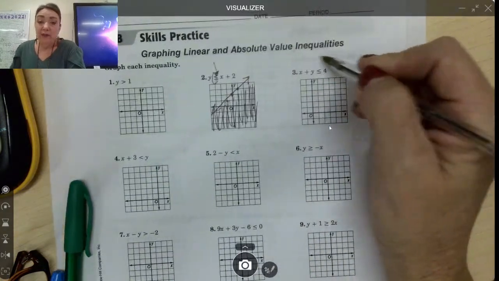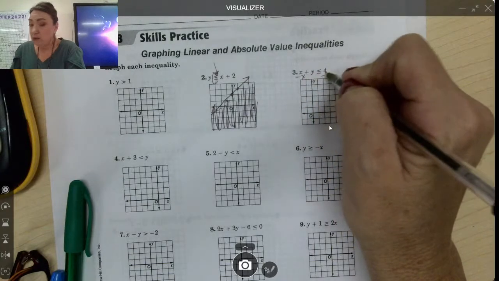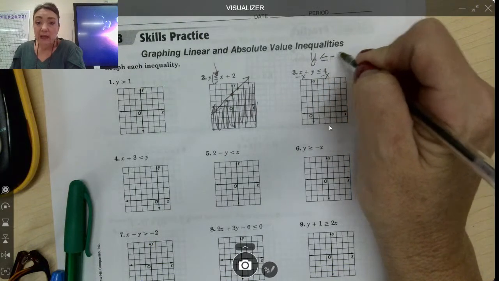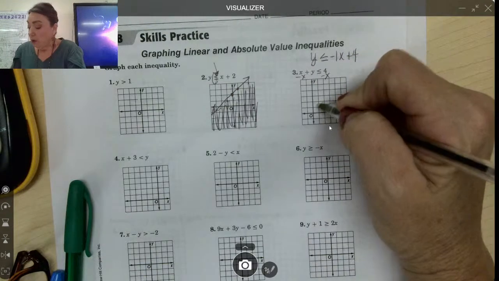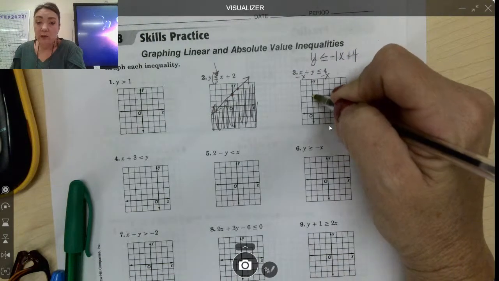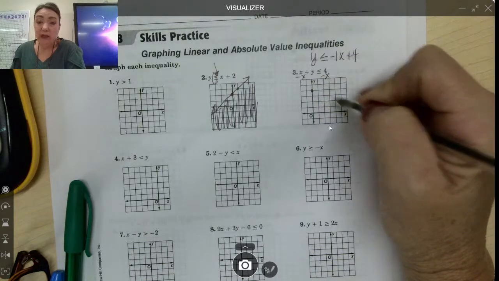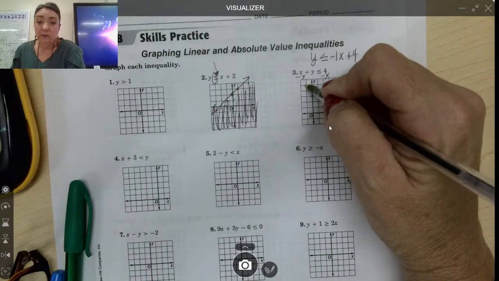Now, if we're going to graph this guy, we need to put him in slope-intercept form first. So we're going to subtract x from both sides, right? So we have y is less than or equal to negative 1x, or negative x plus 4. So our y-intercept here is 4: 1, 2, 3, 4. Our slope is negative 1. We know our line needs to be going down. So down 1, left 1, or up 1, right 1.